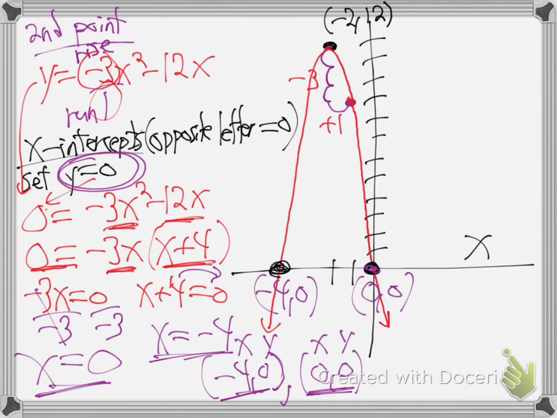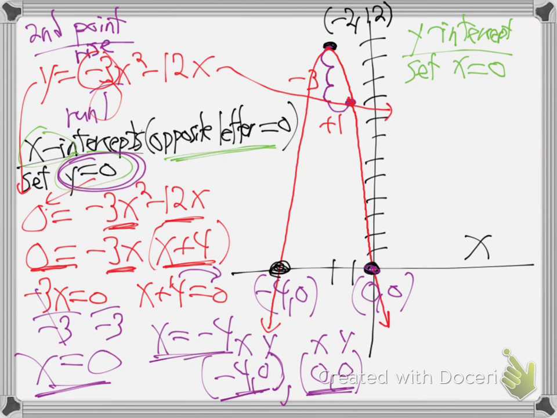Finally, last thing up here, the y-intercept. What do we do? Opposite letter 0. So set x to 0, right? To find an x-intercept, you make y 0. To find a y-intercept, you make x 0. So let's take the equation one last time. Y equals minus 3x squared minus 12x.